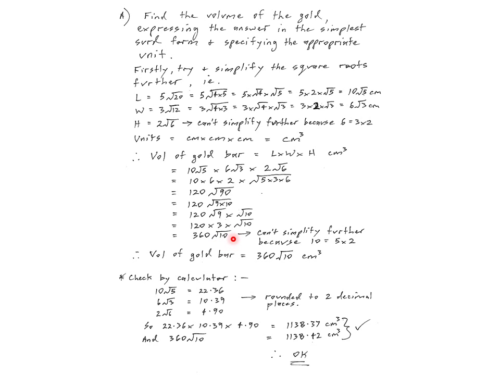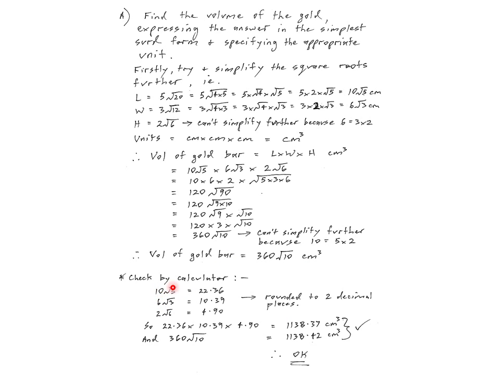And just to state that you can't simplify root 10 any further, so that is the simplest surd form. And I'd also ask them to check it by calculator, just rounding it to 2 decimal places, just to check that they have got their calculation right.